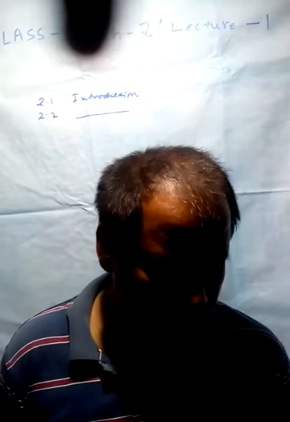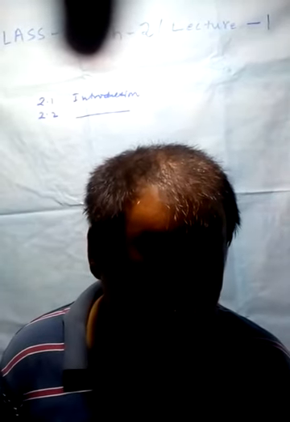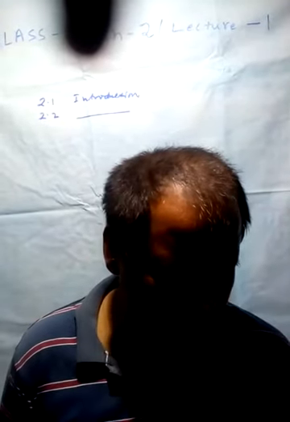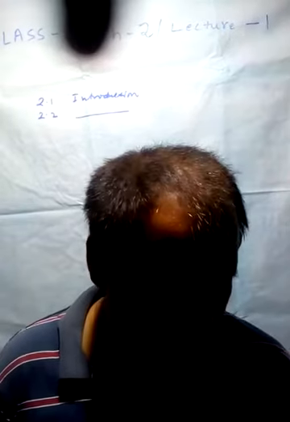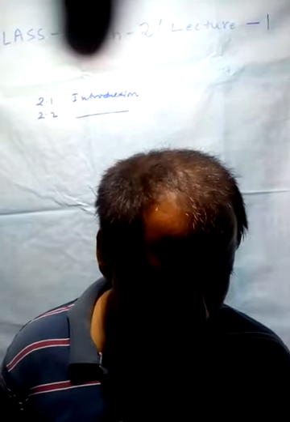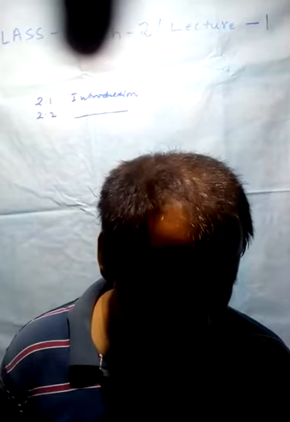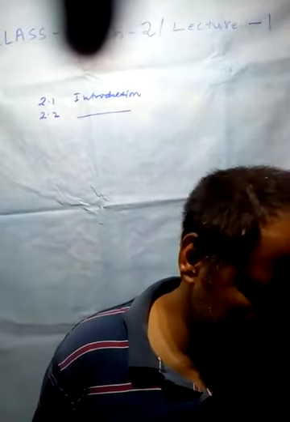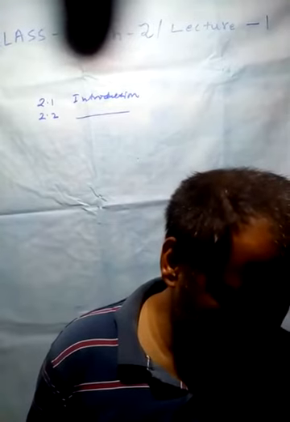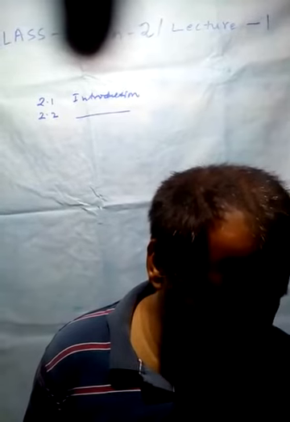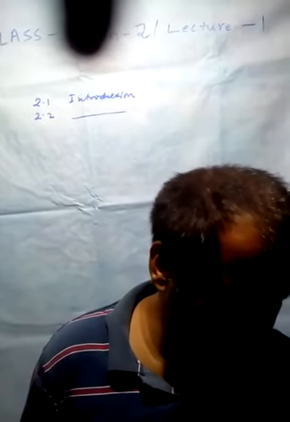Example number 4. Suman studies for 5 and 2 by 3 hours daily. She devotes 2 and 4 by 5 hours of her time for science and mathematics. How much time does she devote for other subjects? Total time of Suman's study is equal to 5 and 2 by 3 hours is equal to 17 by 3 hours. Time devoted by her for science and mathematics 2 and 4 by 5, that is 14 by 5 hours.